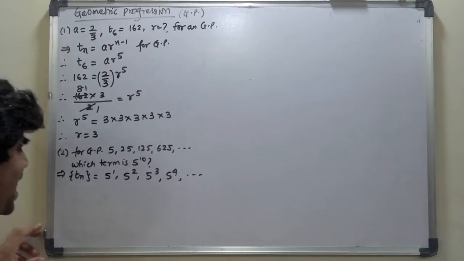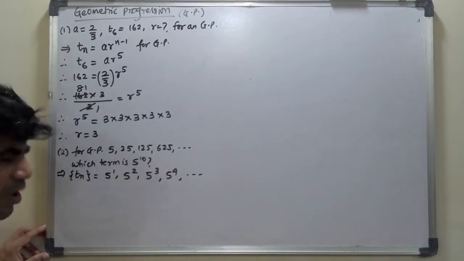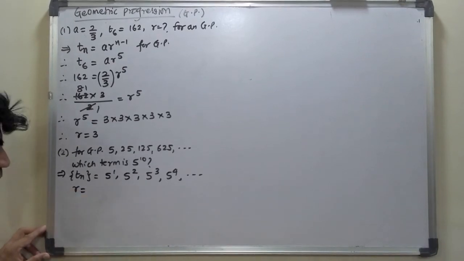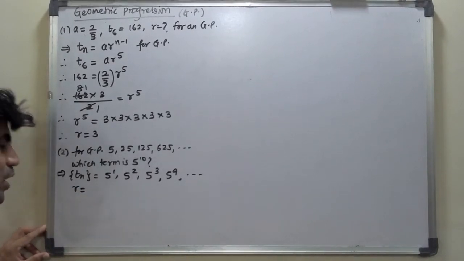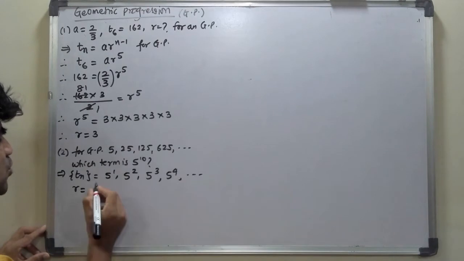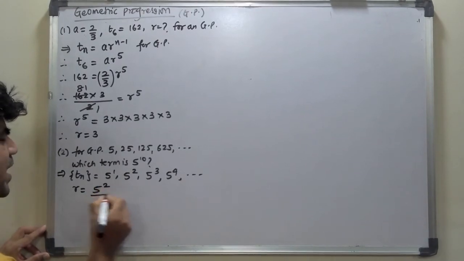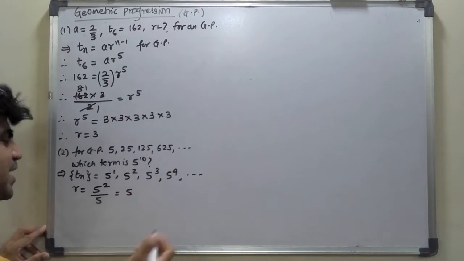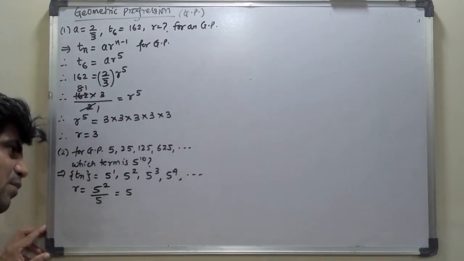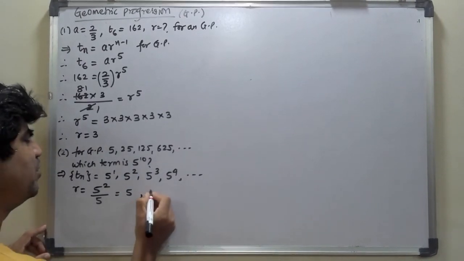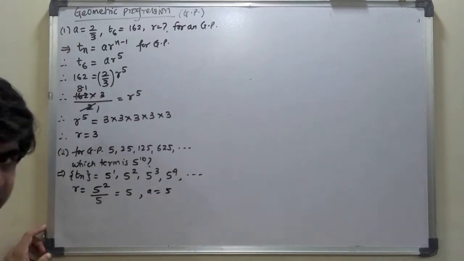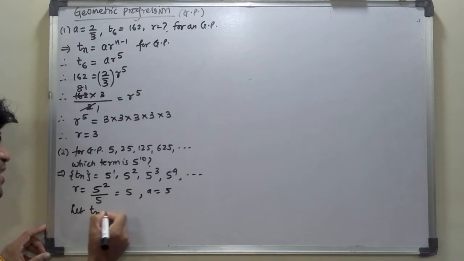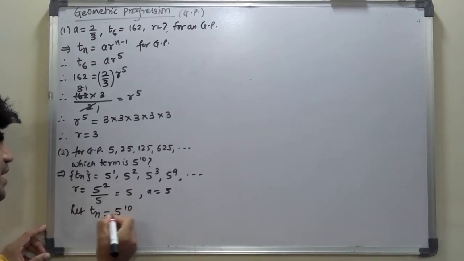Okay. So what is the first thing? It is already told to be a GP and it is also seen that it is a GP. So first find the common ratio. A you know already, it is 5. The common ratio is any term to the previous term, that is 5 square by 5, that is nothing but 5. Now this common ratio is 5, which is greater than 1. And A you already know, that is also 5. Right? So I will say here, let the nth term be 5 raised to 10.